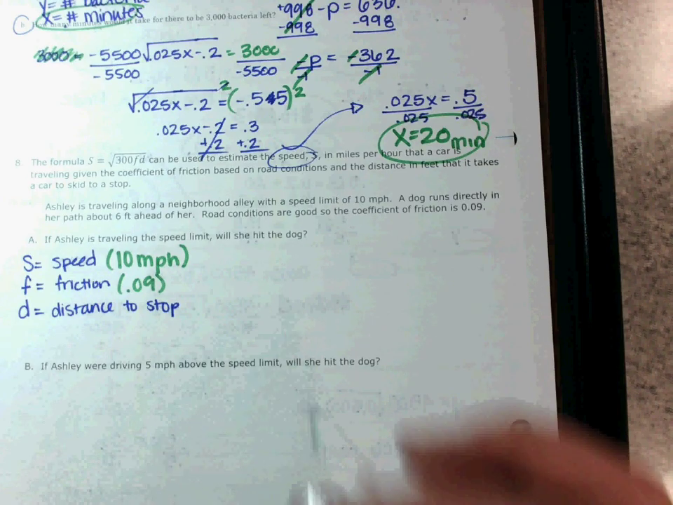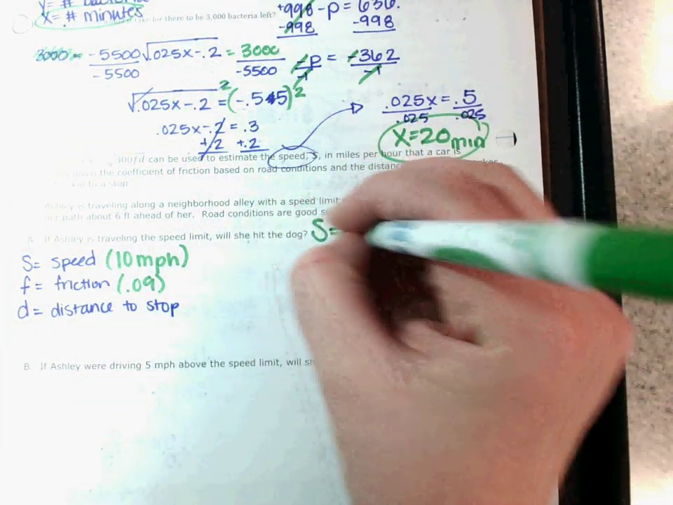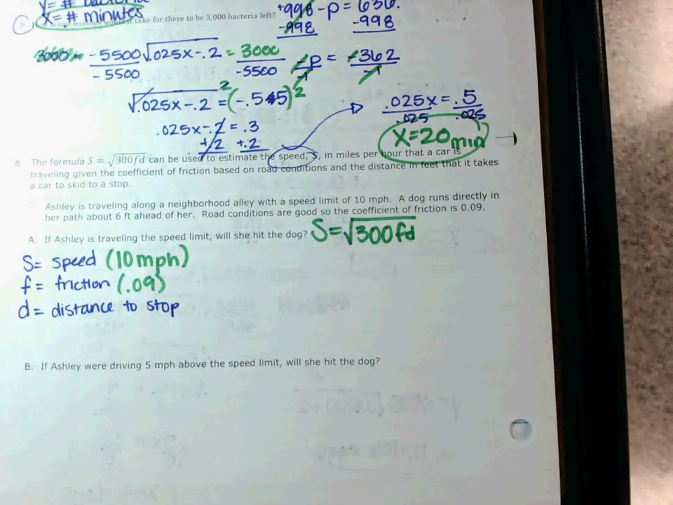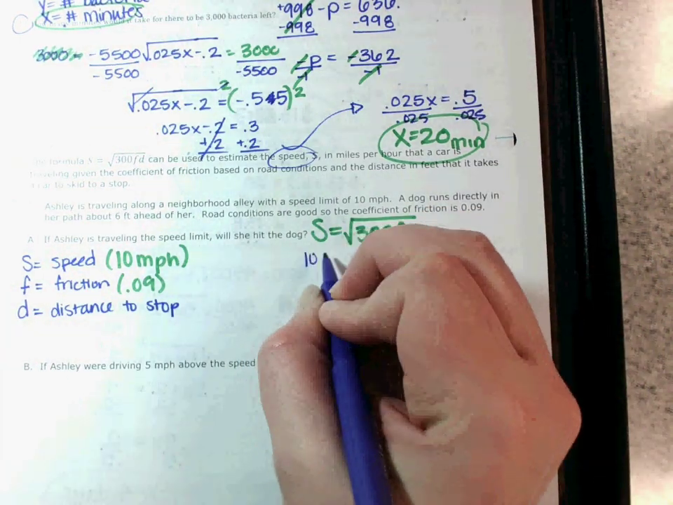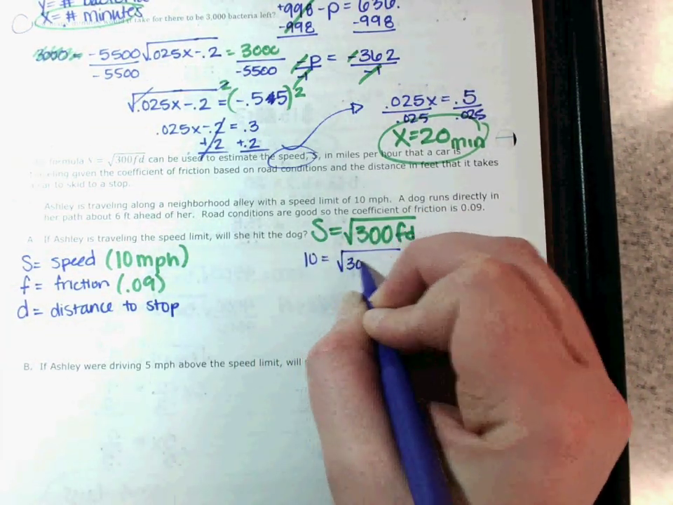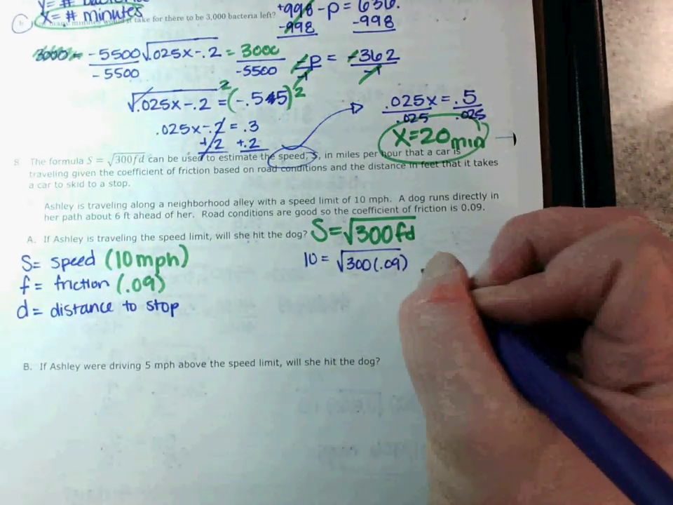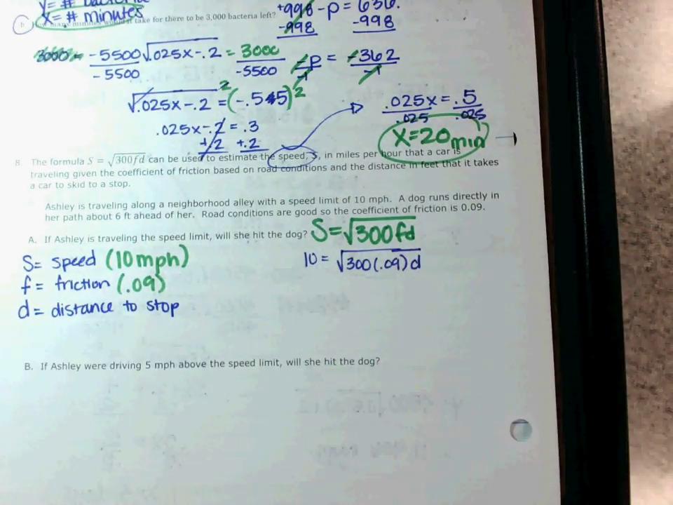So S equals the square root of 30FD. Let's plug in the stuff that we know. Our speed is 10 miles per hour. 30. Our 0.09 is our friction. And then our distance we want to know. Does she have enough space to stop or not?